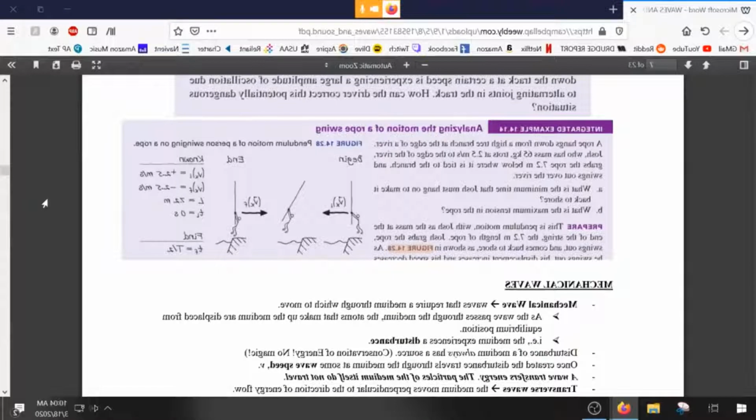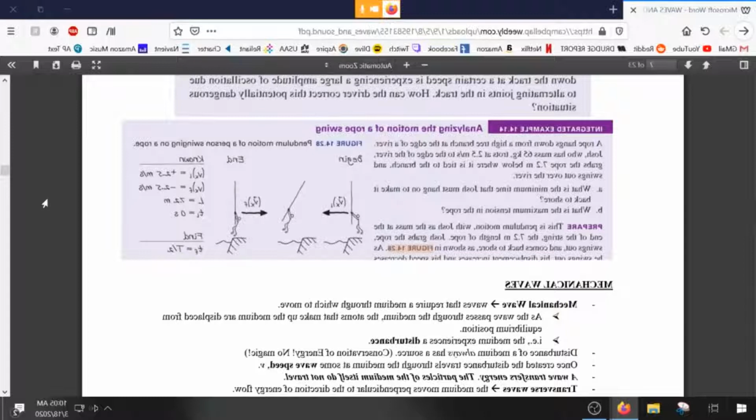Now, in this case, we got ourselves a rope that hangs down from a high tree branch at the edge of a river. Josh, who has a mass of 65 kilograms, trots at 2.5 meters per second to the edge of the river, grabs the rope 7.2 meters below where it is tied to the branch, and swings out over the river. We want to know the minimum time that Josh must hang on to make it back to shore. Again, if you have questions, jump in on chat.